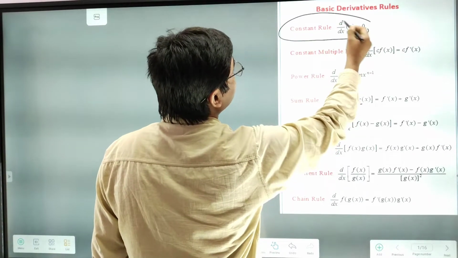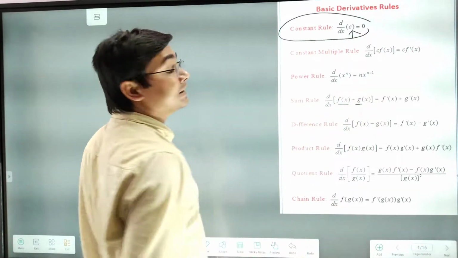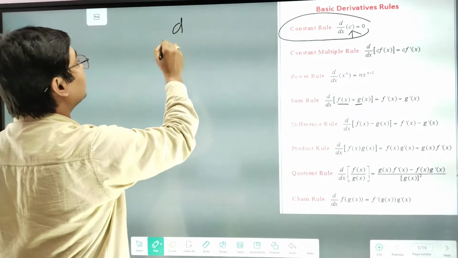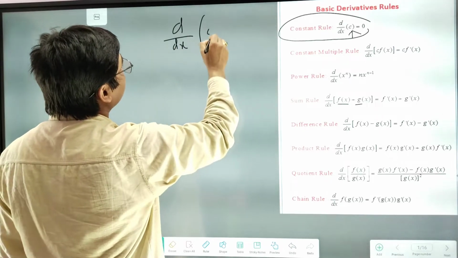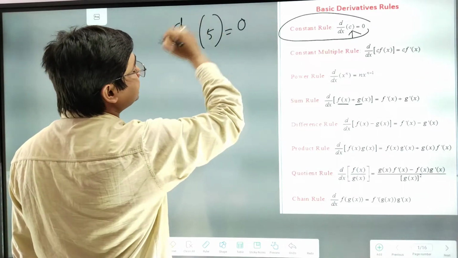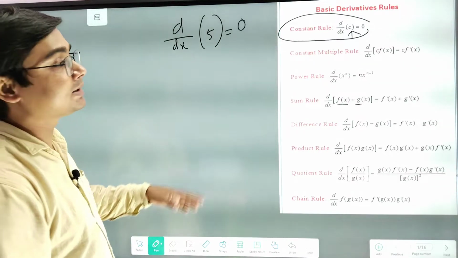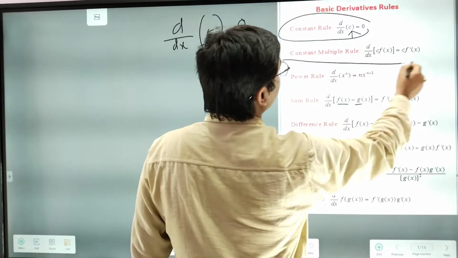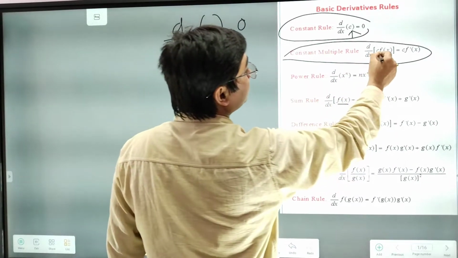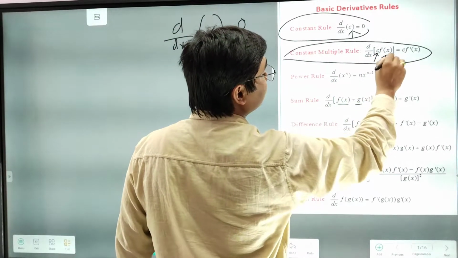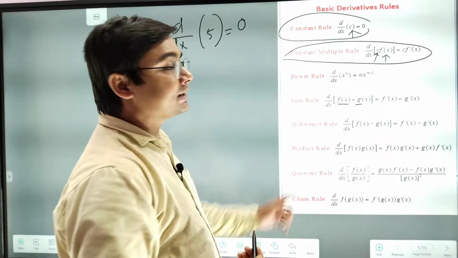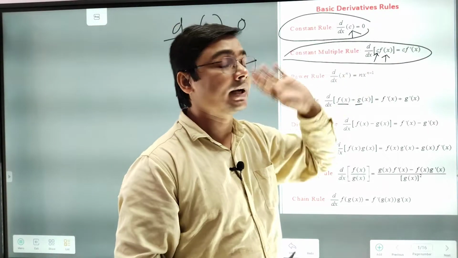So first of all, the derivative of any constant number is 0, like the derivative of 5. Yes, the derivative of 5, 7, any constant number of this type will be 0. Already you know this one. Yes, now see here, the constant multiple rule is also used here. Suppose c is a constant and f of x is a function, then the derivative of c f of x will be c f dash x.